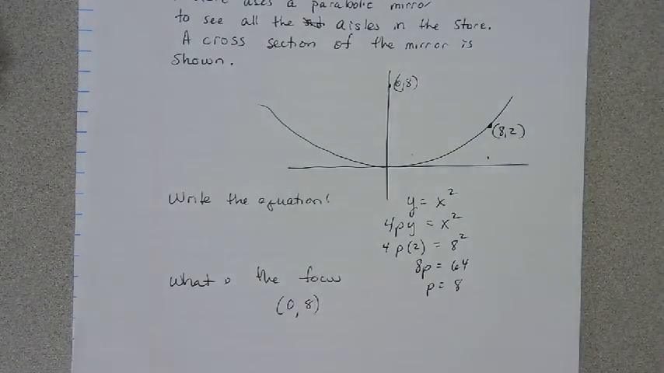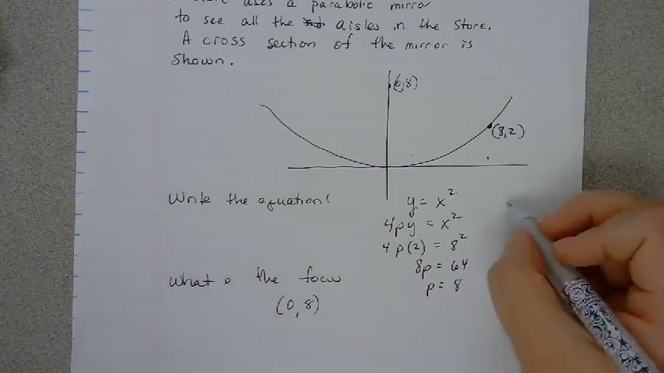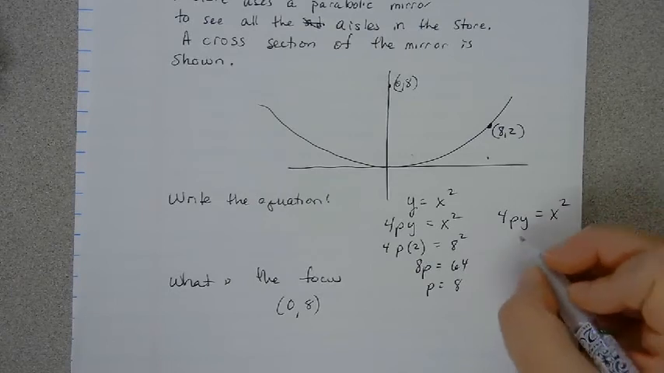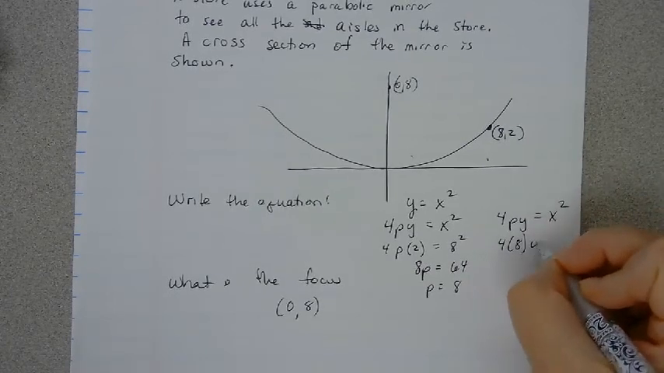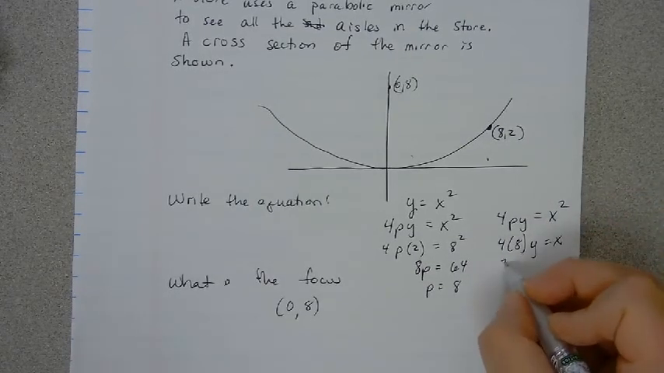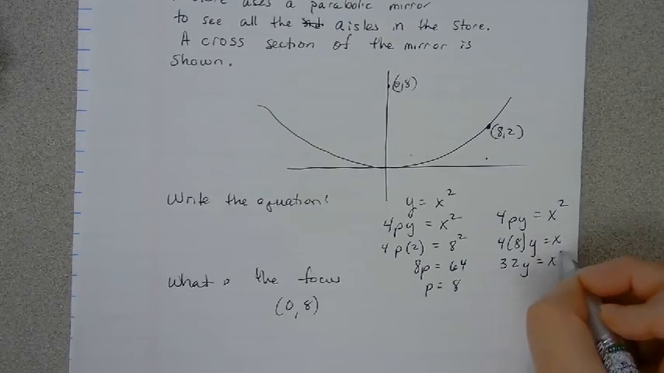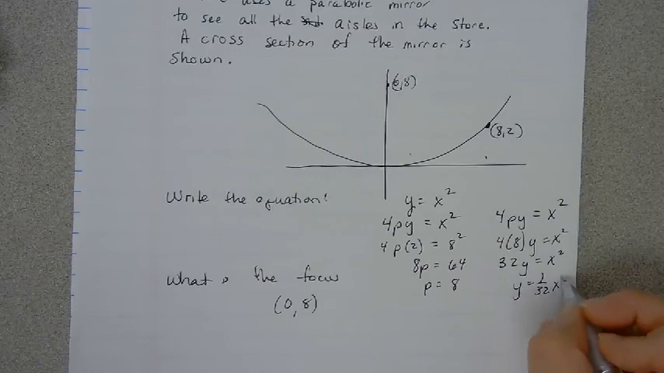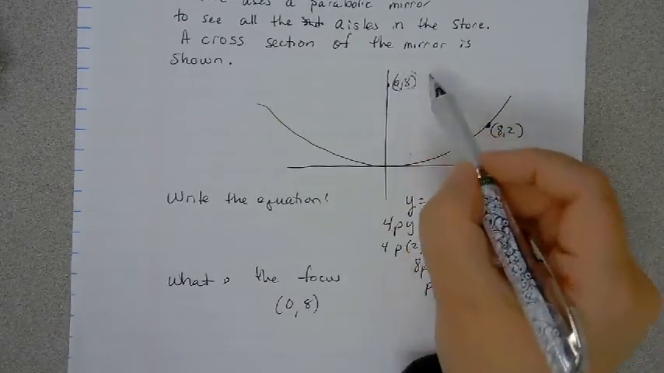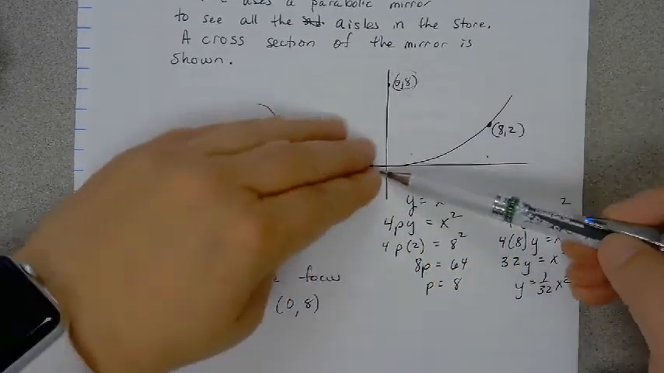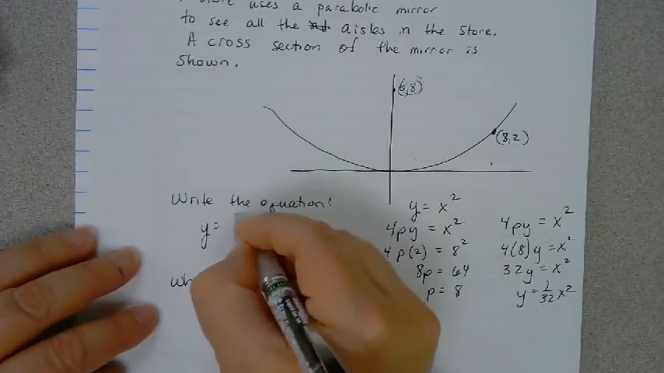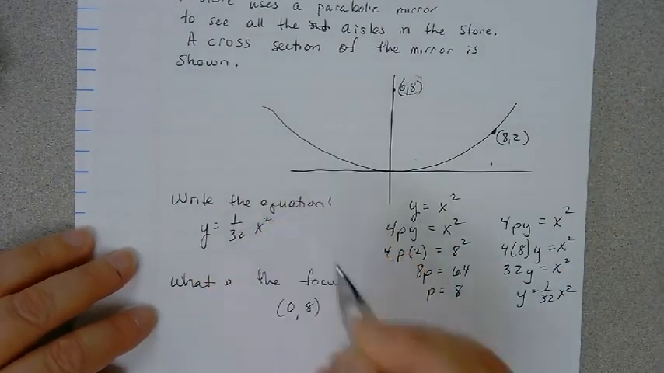All right, now that we know p, let's write a general equation. 4py equals x squared. And if p is 8, we know that 32y equals x squared. So y equals 1 over 32 x squared. What you'll notice is the bigger the focus point, the farther away it is, the wider this parabola is going to be. So this equation would be y equals 1 over 32 x squared.